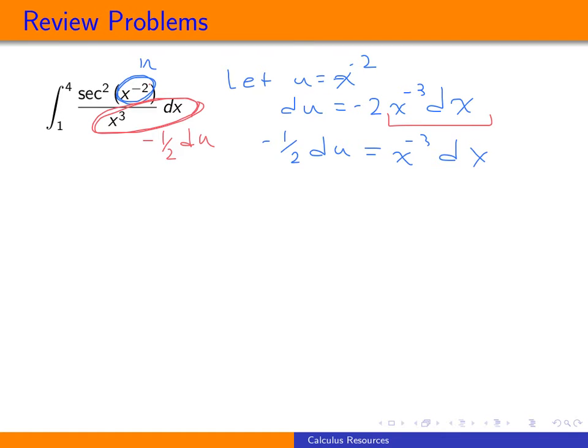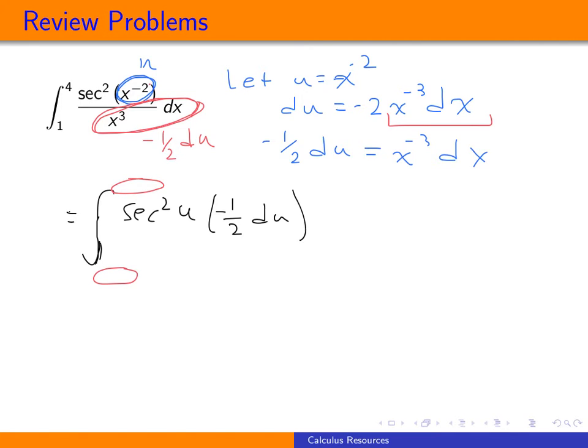So my new integral, we're going to have secant squared u in the numerator. We no longer have a denominator because that x cubed got absorbed, and we have negative 1/2 du. Now the problem is, as it stands, that equality isn't true. The original integral is a definite integral. The one that I have written down below is an indefinite integral. So what we need to do is find out what our limits of integration are. Now that we're integrating with respect to u, it no longer stays as 1 and 4.